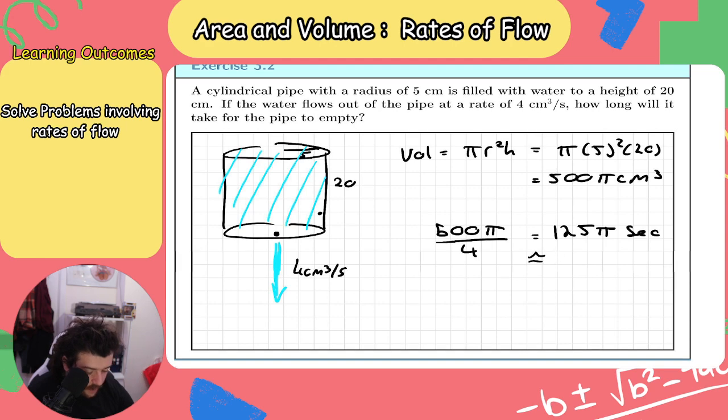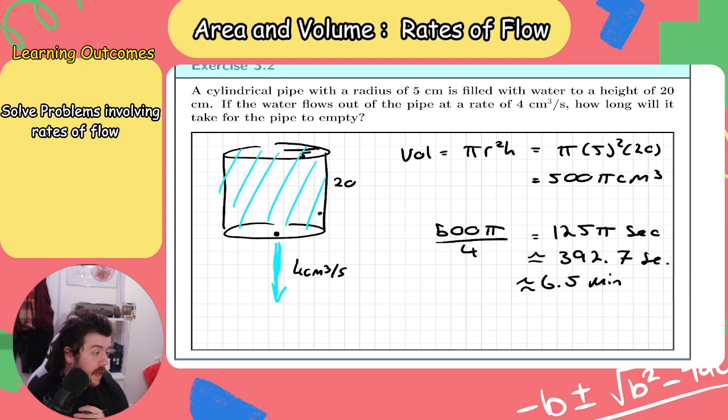I'm going to change that. So that's going to give me 392.7 seconds. Which is roughly going to be equal to, do we need to do minutes? Nah. But if I want to do minutes, divide by 60, I have 6.5 minutes roughly. So it's going to take around 392 seconds or around 6.5 minutes to fully empty out of the pipe.